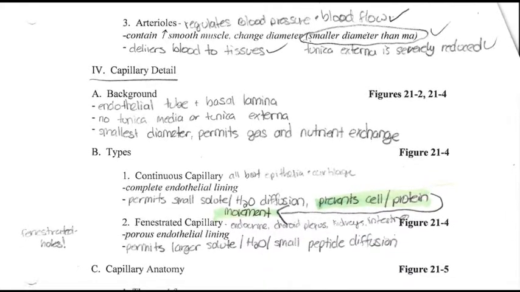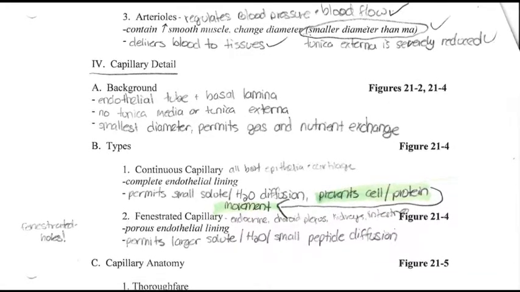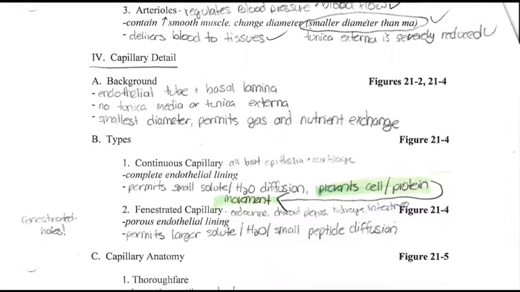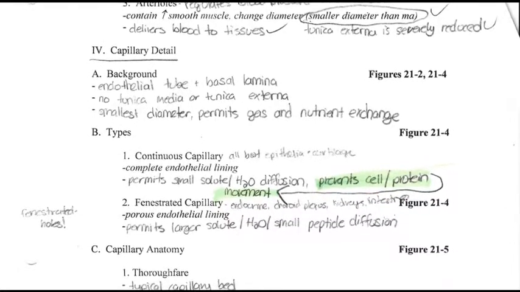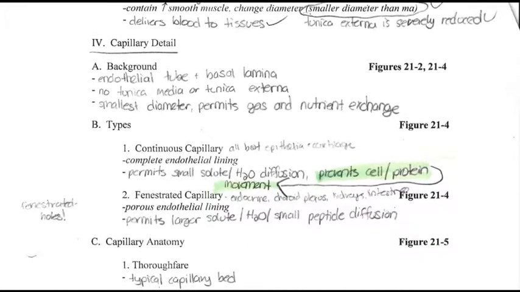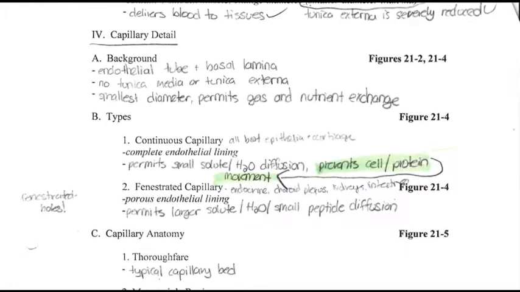Capillary detail. Capillaries are endothelial tubes plus basal lamina. Capillaries contain no tunica media nor tunica externa. They are the smallest in diameter, and this permits gas and nutrient exchange.